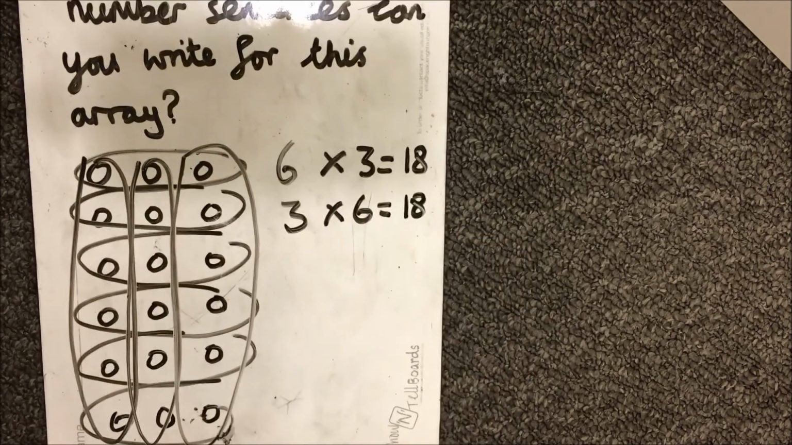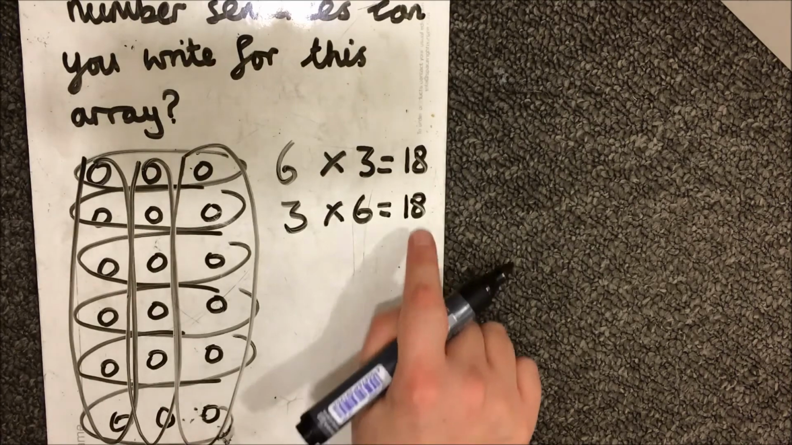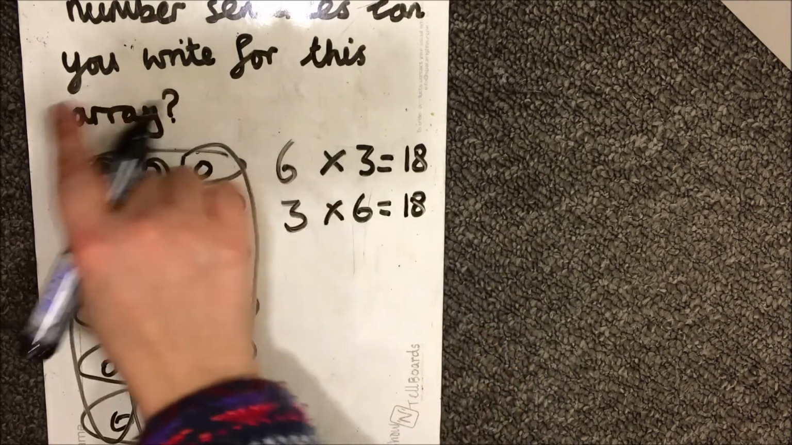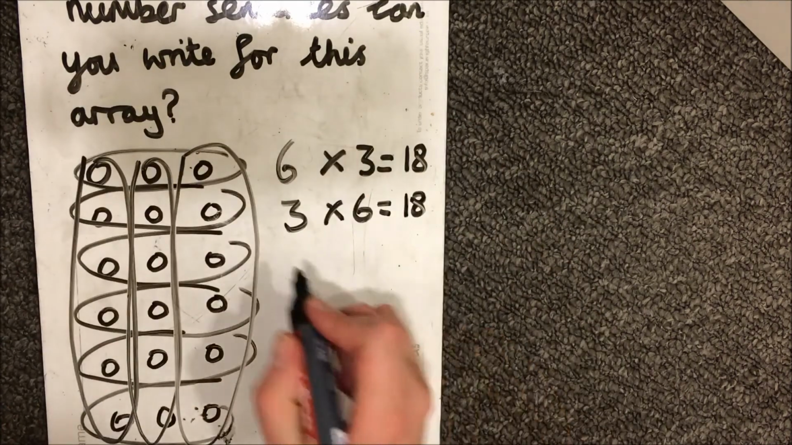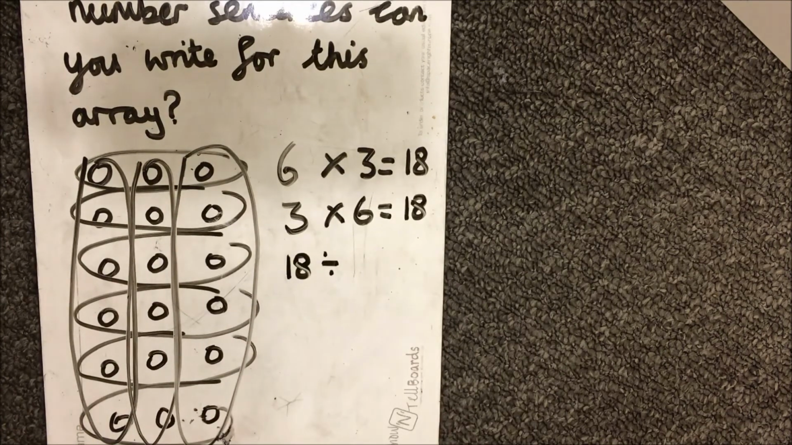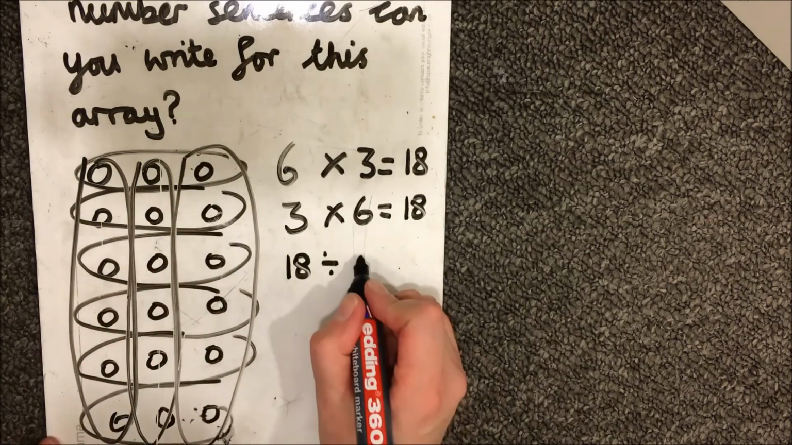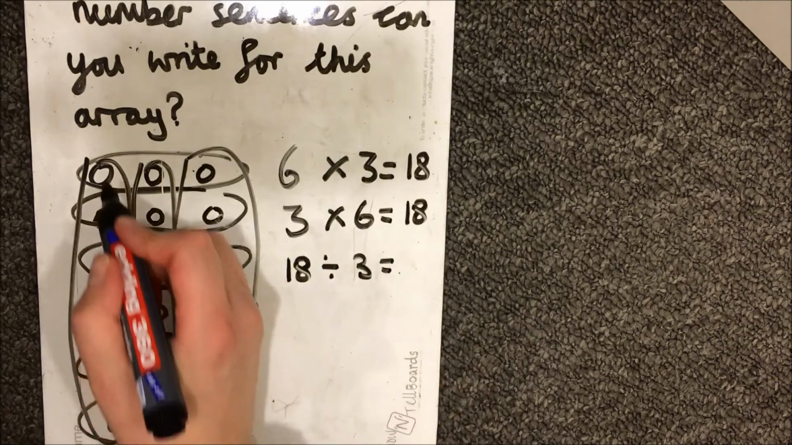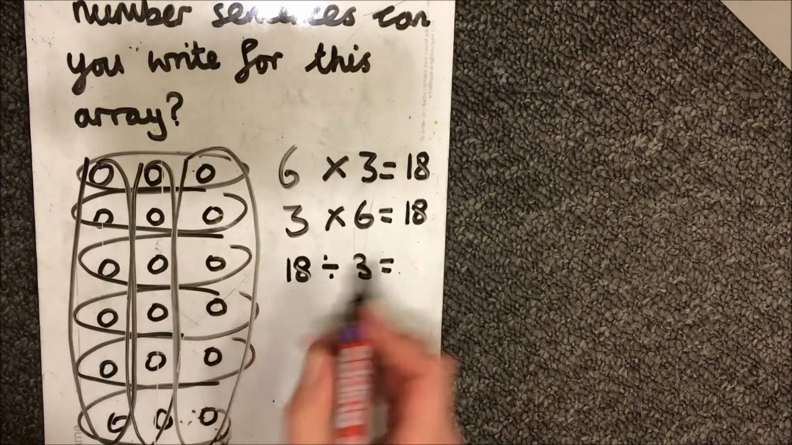They're the same number, so it's going to be the same answer. What about divide? Oh, remember we need to start with our biggest number for divide. So we had how many altogether? We had 18 altogether. And if we divide it by this group, and this group, so we've got 1, 2, 3 groups, we're going to get how many? 1, 2, 3, 4, 5, 6.